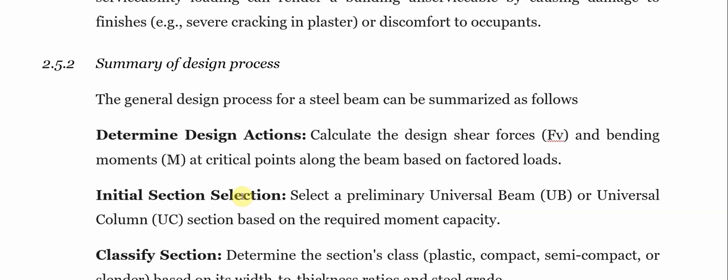Good day. I will start with the design process for our steel design. So, let's take into consideration the design of a beam.